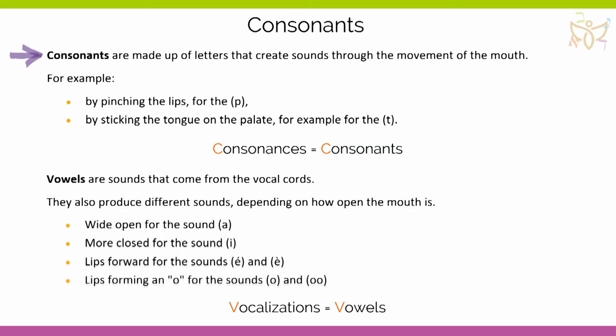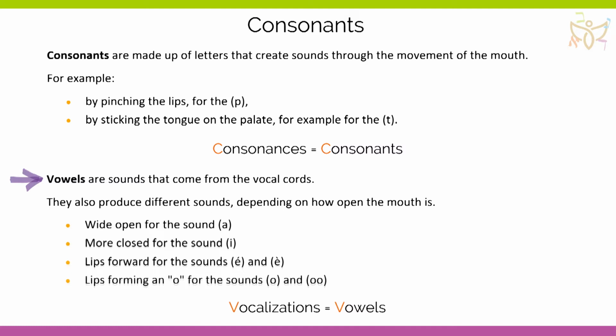Joseph, can you tell us? With pleasure. In fact, consonants are made up of letters that create sounds through the action of the mouth. For example, by pinching the lips for the P, or sticking the tongue to the palate for the T. Note that these sounds are called consonances, so to remember, you can keep in mind that consonances equals consonants. Whereas, vowels are the sounds that come from the vocal cords.